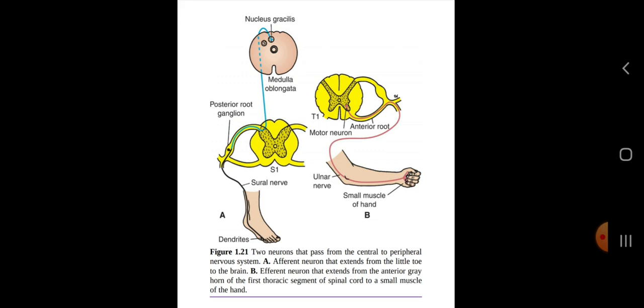Whereas in the figure B, the efferent neuron that extends from the anterior gray horn of the first thoracic segment of the spinal cord to a small muscle of the hand. You can see in the figure B the T1 spinal cord at the thoracic segment and the motor neuron passing through the anterior root through the ulnar nerve to the small muscle of the hand.